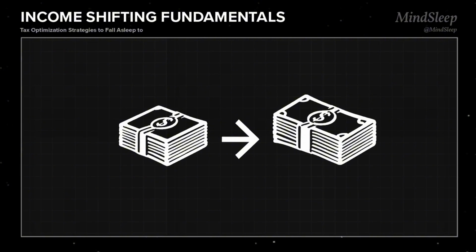The implications of entity structure on income shifting cannot be overstated. Different business entities, such as sole proprietorships, partnerships, corporations, and LLCs, each have unique tax characteristics. Choosing the right entity structure is like selecting the appropriate vehicle for a journey. The choice can significantly impact the efficiency and effectiveness of your tax strategy.